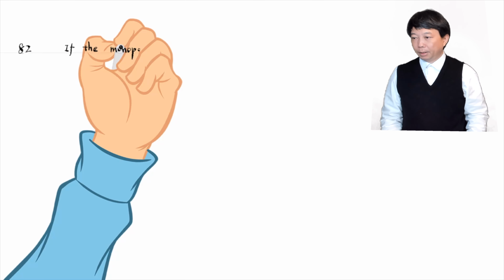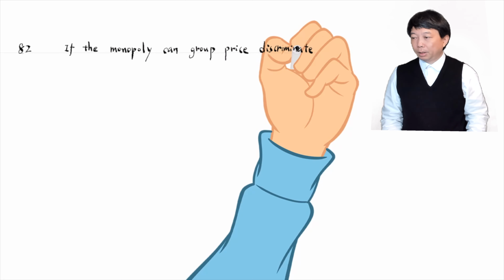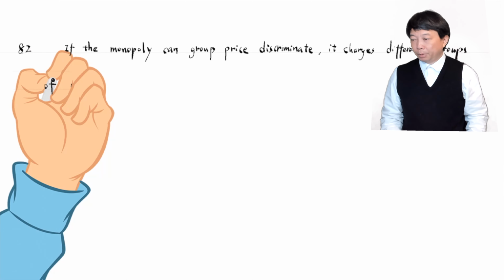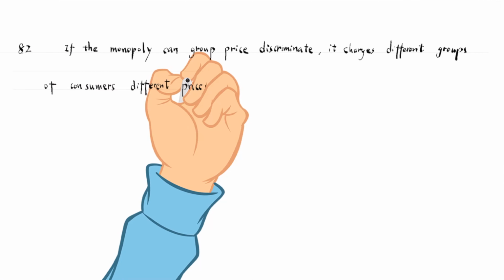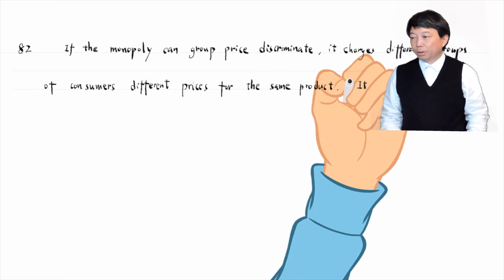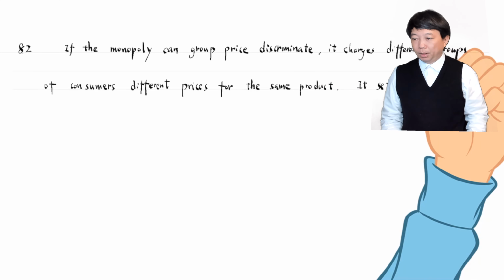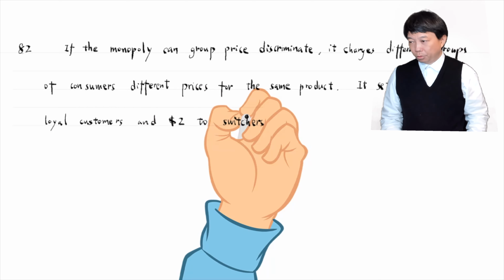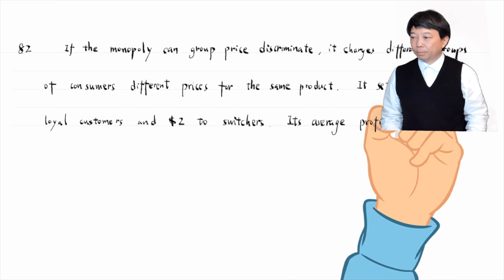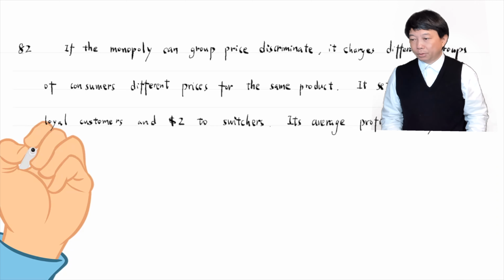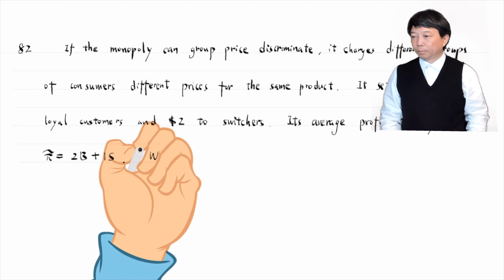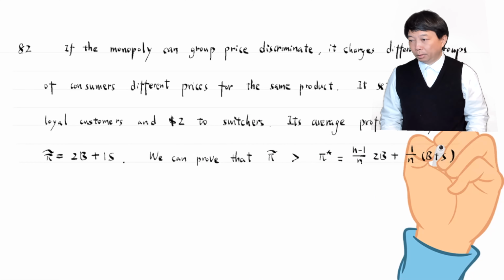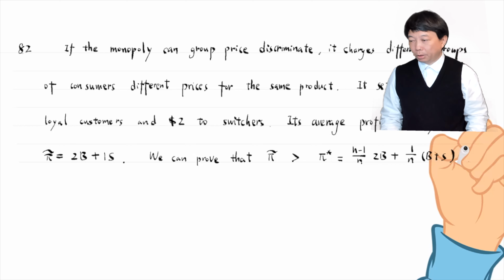If the monopoly can group price discriminate, it charges different groups of consumers different prices for the same product. It sets $3 for loyal customers and $2 for switchers. Its average profit per day is 2B + 1S. We can prove that the profit from group price discrimination is higher than that from the regular sales method.